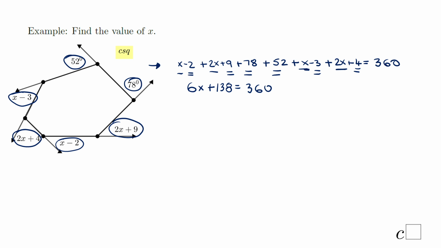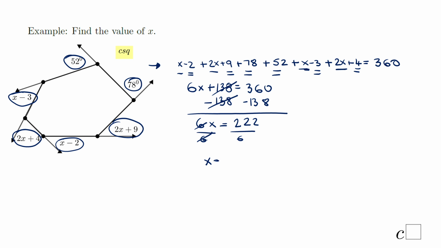Yeah, it's 138. And now we're gonna subtract 138 on each side because we want to get rid of this 138. And 360 minus 138 is 222. And the last step for finding x, which is the goal in this problem, is to divide by 6 to get rid of this 6. And that will be 37. X is 37. And that's it for this problem, ladies and gentlemen.